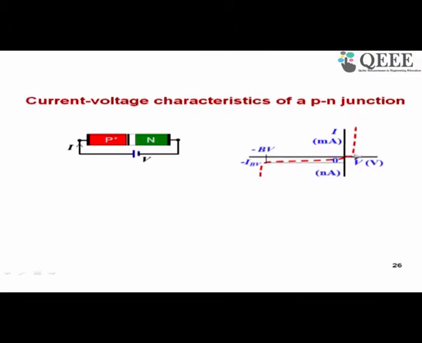In the forward direction, this voltage here, beyond which the current is rising, is called the cut-in voltage, and all of you know for silicon devices it is about 0.6 to 0.7 volts.